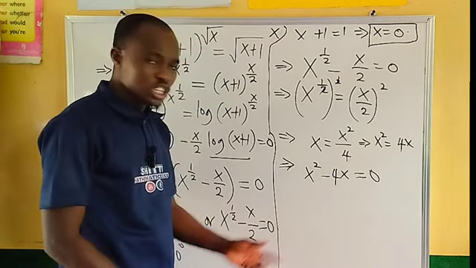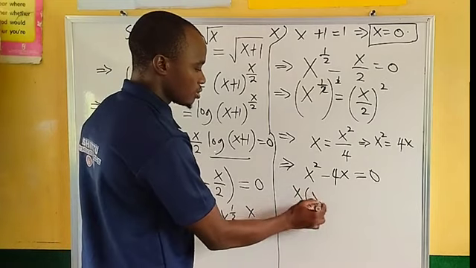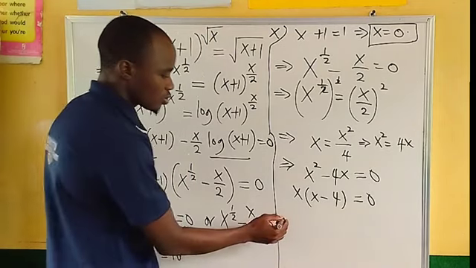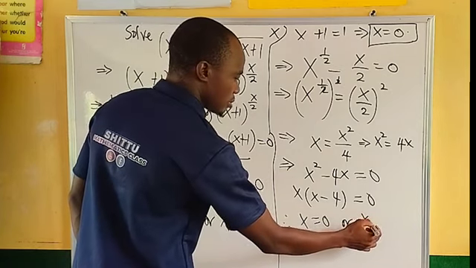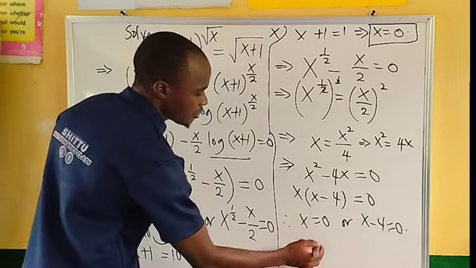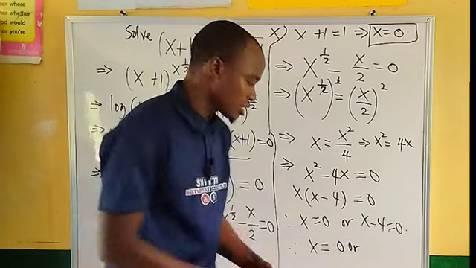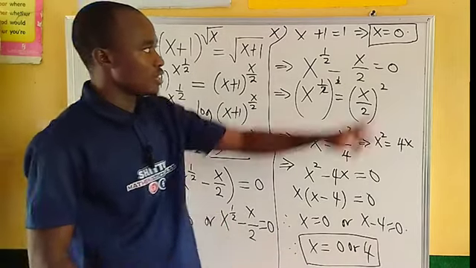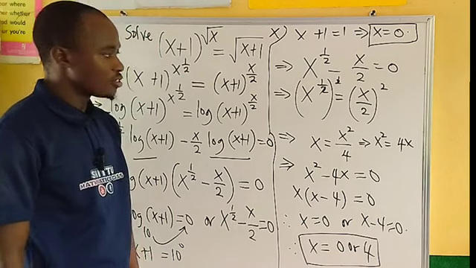When you look at this, you can see that we have something common here. We have x common here. So we bring out the x, and we have x(x − 4) = 0. Are you following? So from here, we can say that x = 0, or x − 4 = 0. Therefore, we have x = 0 already, or if this −4 goes to the other side, we are going to have 4. So these are the two possible values of x we have: 0 and 4.